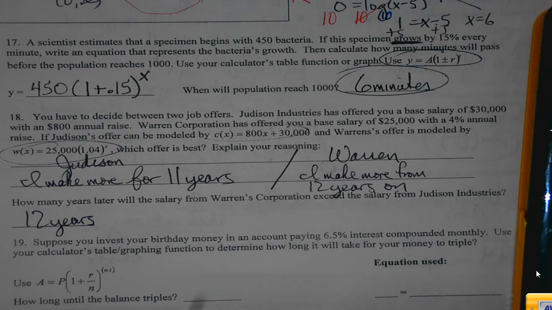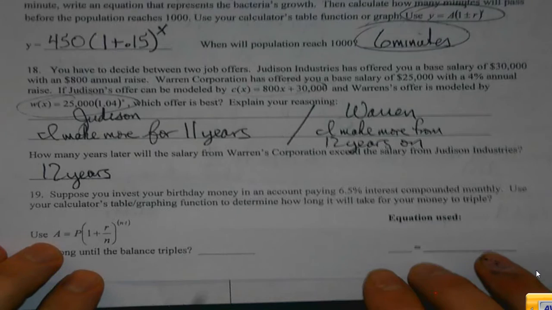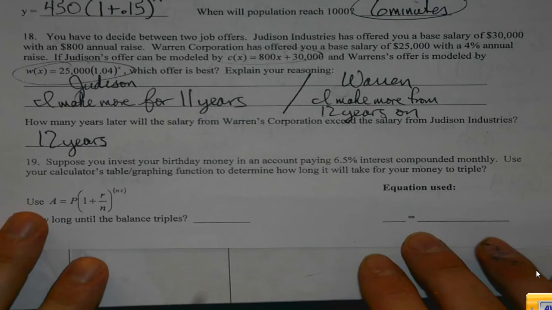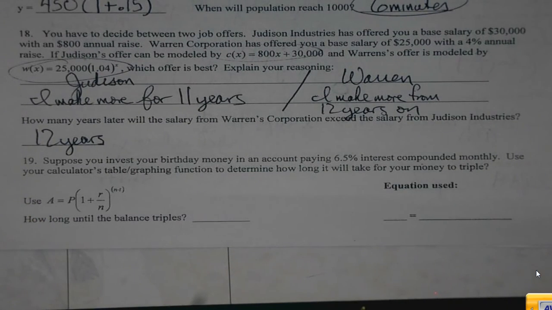But whatever it is, you've got to have a reason behind it that's mathematically based. You can't just say, well, Judison, because it starts at 30,000. Unless you're like, I'm only going to work a job for 1 year. I'm just going to change jobs 40 times. Whoa. Or I think I'm going to get fired. I'll miss work too much. No, I'm just kidding. But have your reasoning behind it.